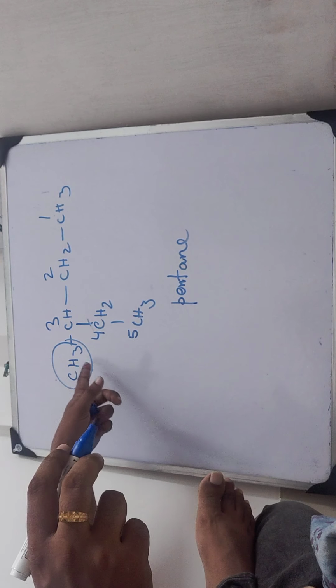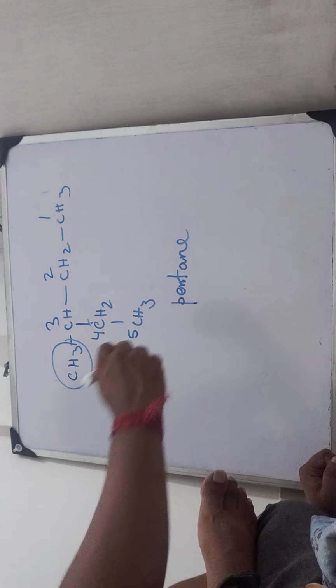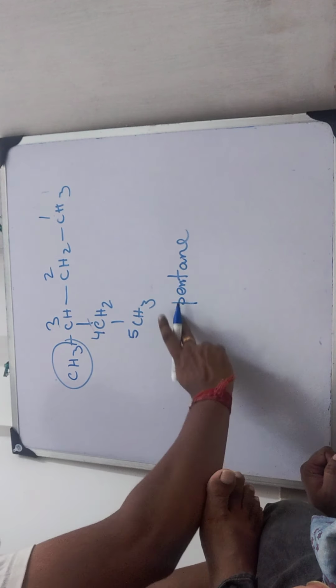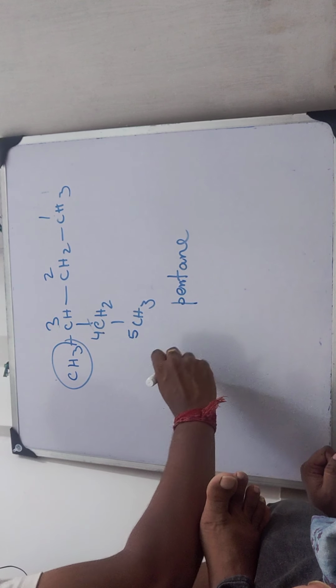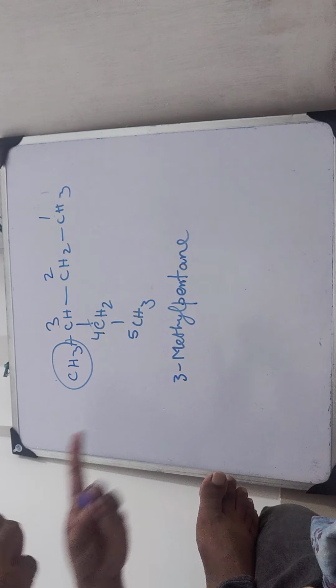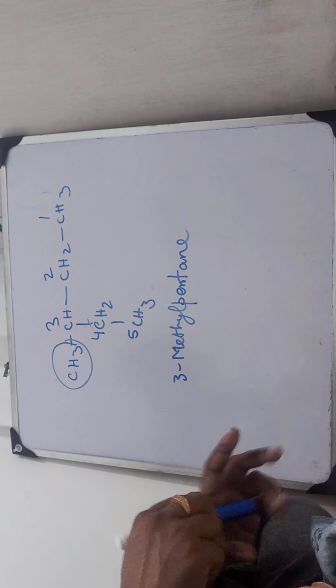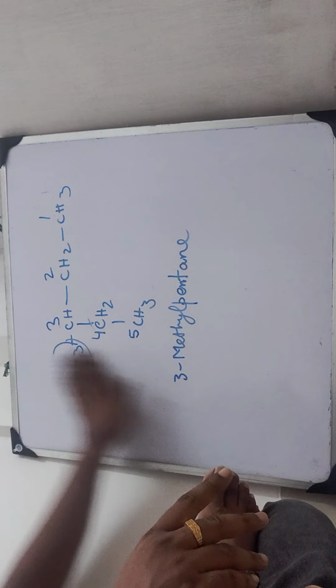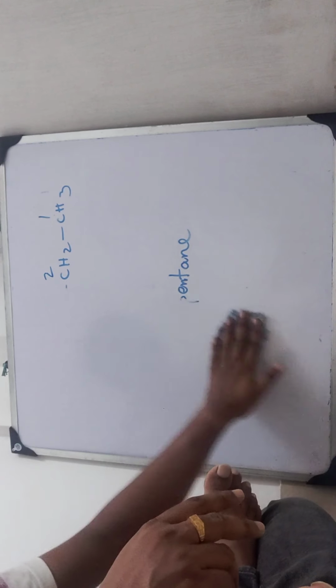Now you will have to place the methyl in the correct position. Obviously it is the 3rd position, that is 3-methyl. 3-methylpentane is the correct name of this one. So this is how IUPAC nomenclature works. There are plenty of examples in your book. Try that out. If you find any problem, ask your concerned teacher.